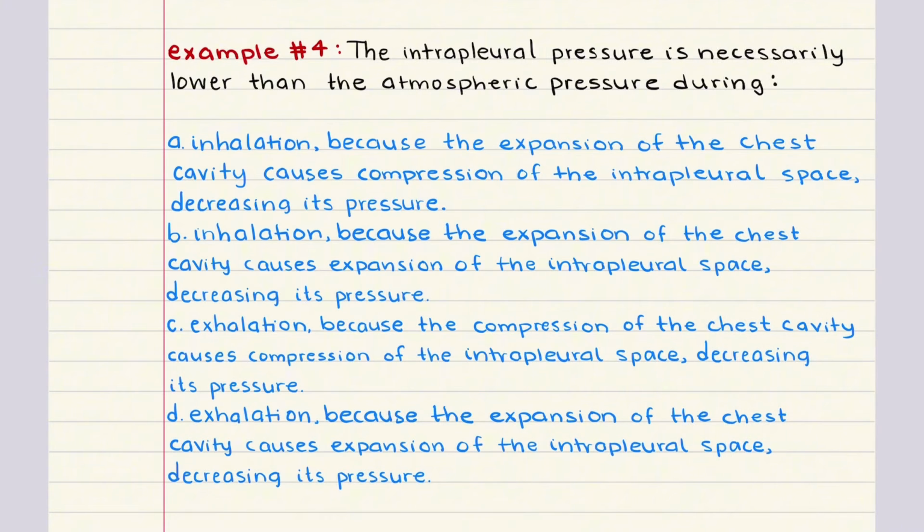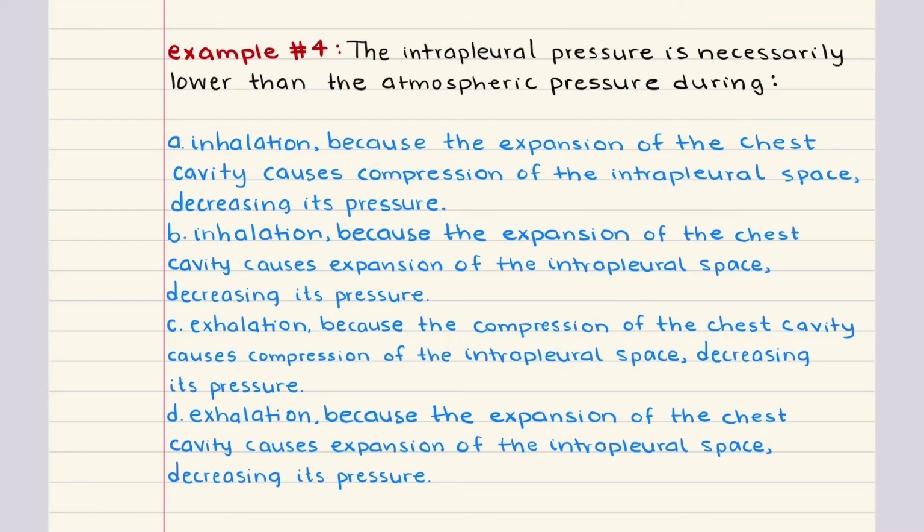C says exhalation because the compression of the chest cavity causes compression of the intrapleural space, decreasing its pressure. And finally, D says exhalation because the expansion of the chest cavity causes expansion of the intrapleural space, decreasing its pressure. When you inhale, your diaphragm contracts downward and your external intercostal muscles lift the rib cage up and out.